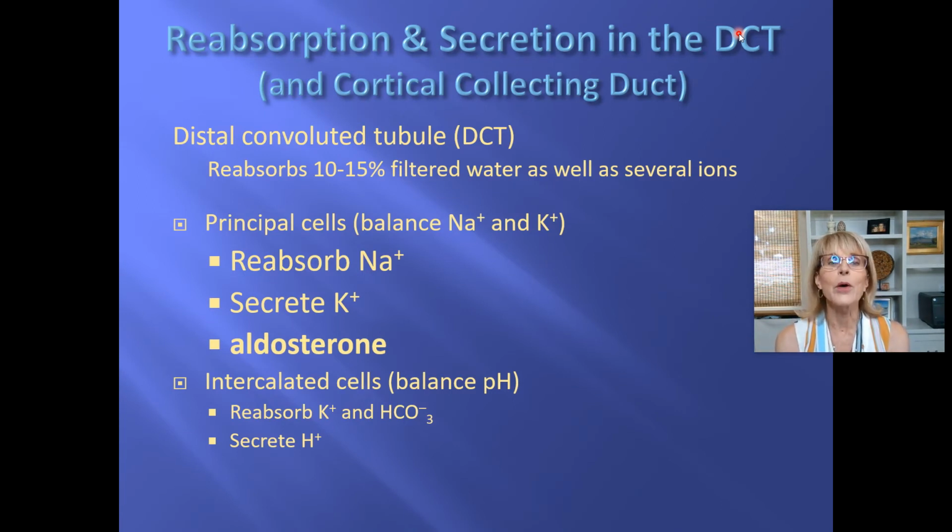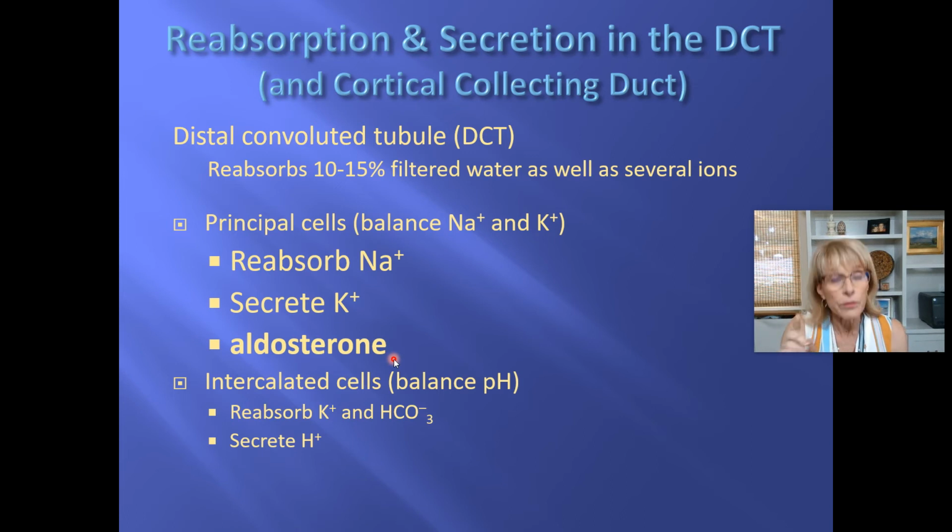Alrighty, so in the distal convoluted tubule and the cortical collecting duct, there are two kinds of cells. There are principal cells and intercalated cells. The intercalated cells are very important for pH. Very important for pH. Do they also reabsorb potassium? Yes, but let's please remember them with pH. The principal cells are particularly important for the balance of sodium and potassium. And they are target cells for this hormone, aldosterone.